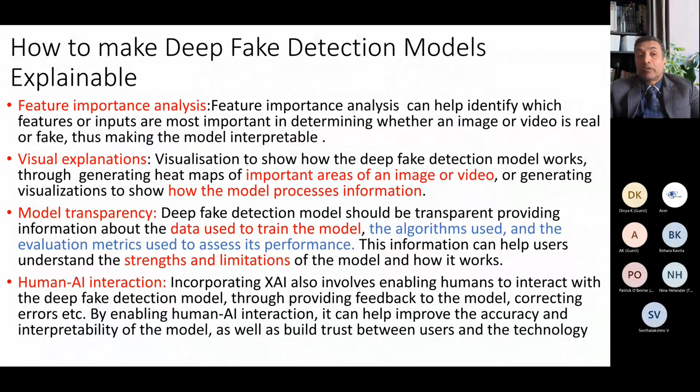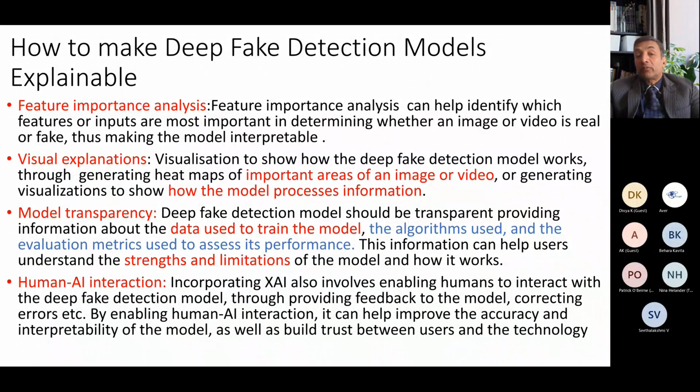There are some ways that can be used. First of all, what are those features which are used in making this decision? Feature importance is very important. Using feature importance analysis, one can identify which inputs are important in determining whether an image is real or not. The second important thing is visual explanation. Visual explanation shows how the deepfake video detection model works. In doing so, we create a heat map of the important areas of an image or a video to show how the model uses the information.